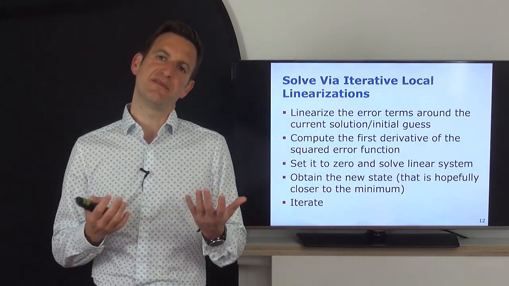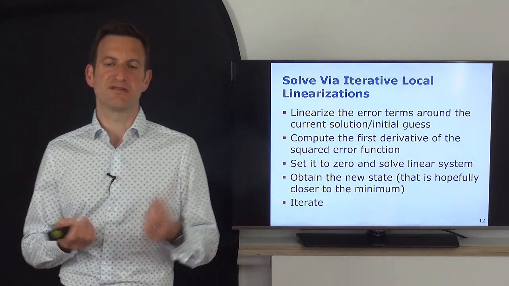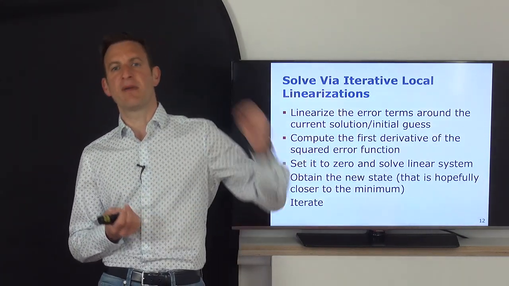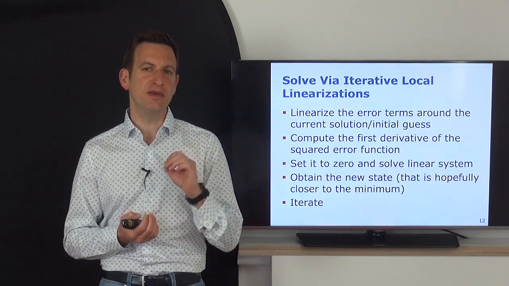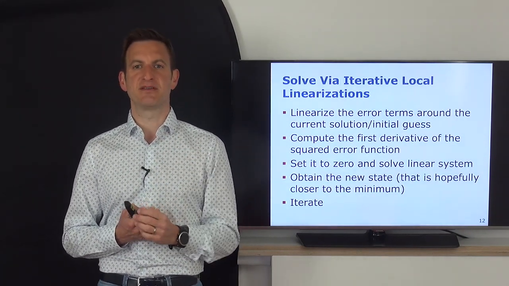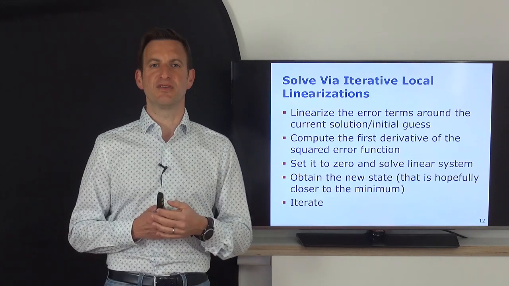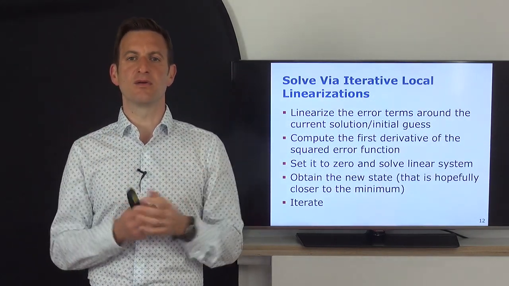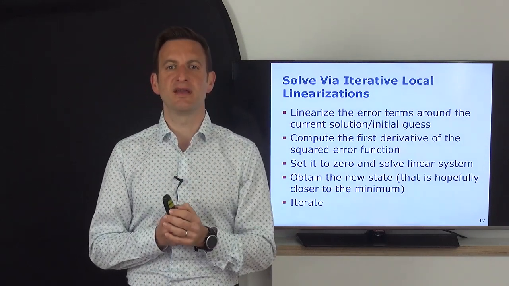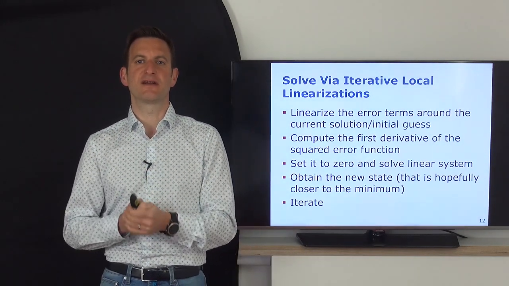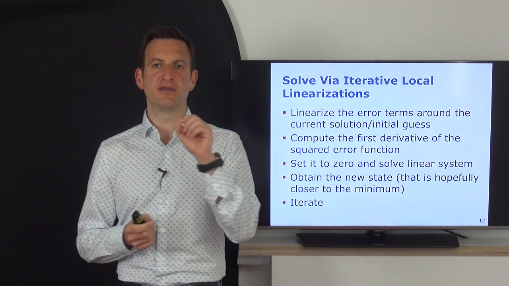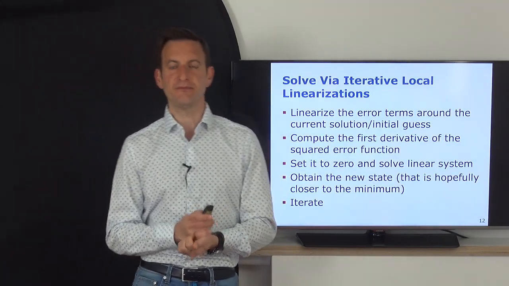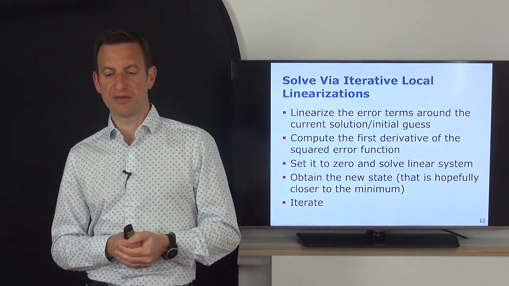However, this quadratic function was an approximation in the first place. So we go back to the start and say, assuming my solution got a bit better than before, let's simply do the same procedure again. We compute the local linearizations again, approximate the general error function by a quadratic function, compute the minimum, and then iterate this process. So let's dive into the steps of how that actually works.